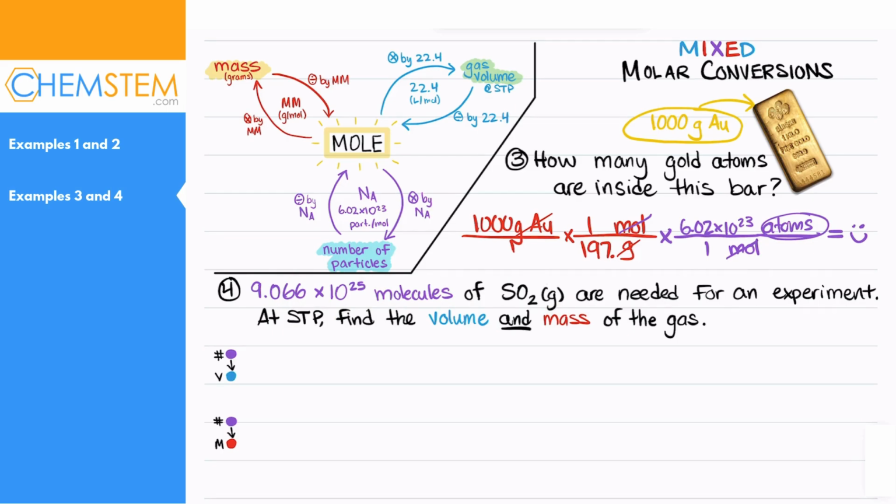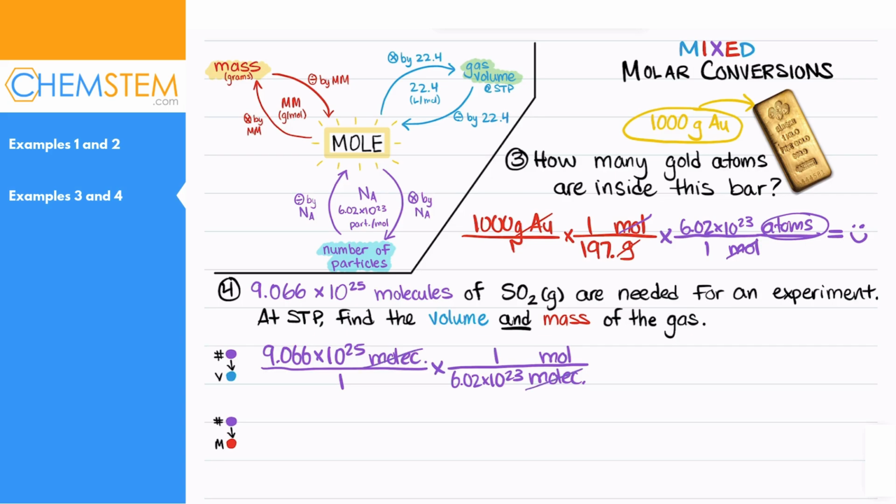So to set up for the first part, we are going to need to put the number of particles, so 9.066 times 10 to the 25 molecules. You could abbreviate molecules as MOLEC. Just be very careful not to abbreviate it as just MOL or MOLE because those are for moles. So we can put that over 1, and we're going to convert from molecules to moles. Now 1 mole of anything is 6.02 times 10 to the 23 particles, or molecules in this case.